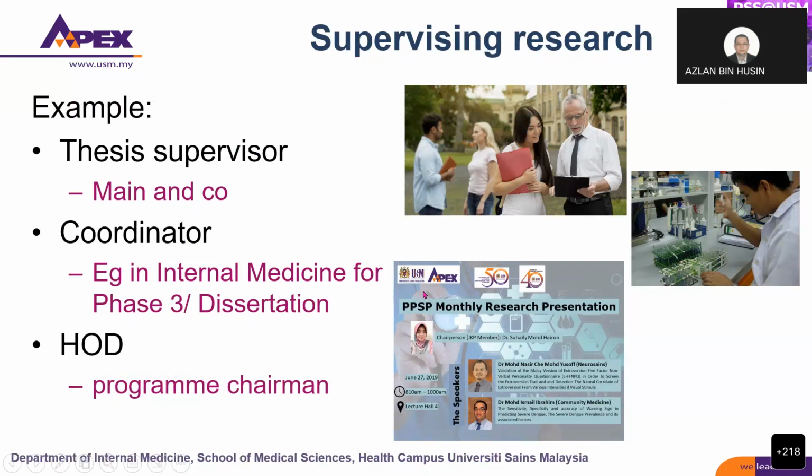Okay, so supervising research. This is an example of what we have in medical school. We have a few layers of supervising. We have the immediate main supervisor and co-supervisor, and we also have a coordinator for a certain group of postgraduate students, and the head of department will be the overall supervising members or panel. It can be different from school to school. So this is an example that I quote that is practiced in a medical school in Korea.